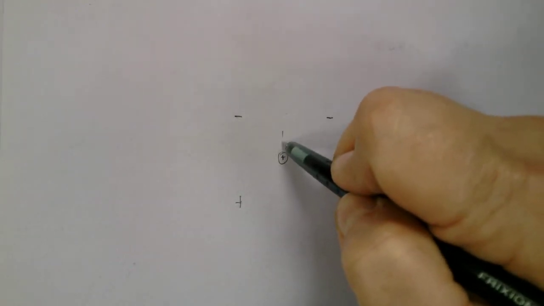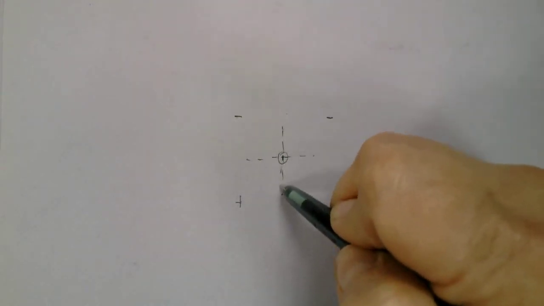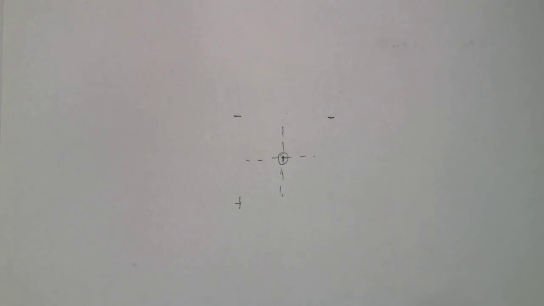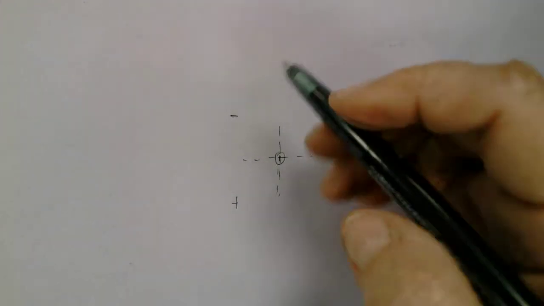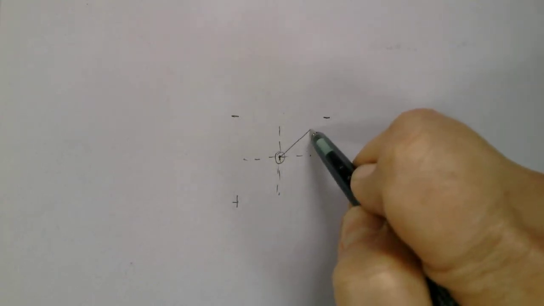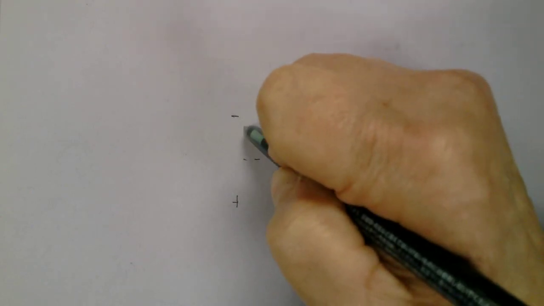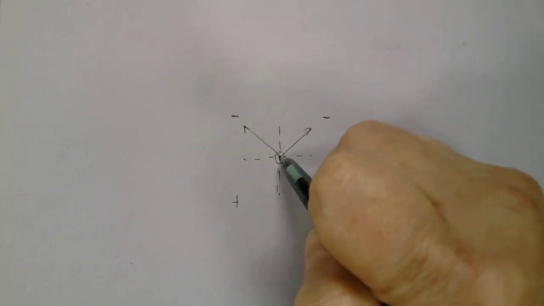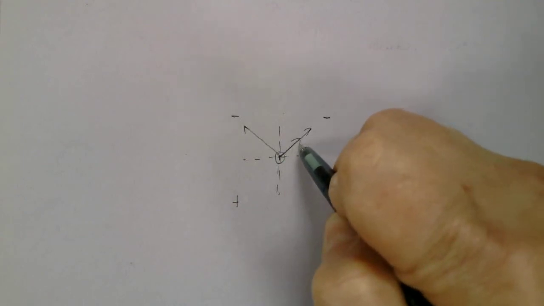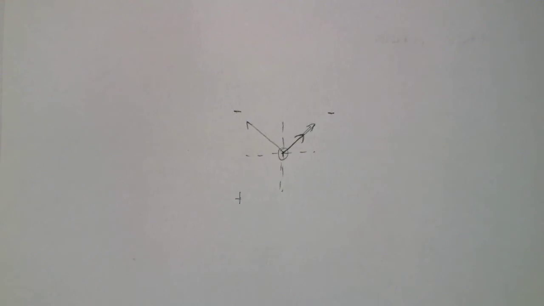I draw my axes on here. My origin is right over my charge, that is the charge of interest, and I'm just going to go around and figure out what's going to happen. So Q1 is going to be pulled towards Q2, it's going to be pulled towards Q3, and it's going to be pushed away from Q4, so there's going to be double force in this direction, away from Q4.